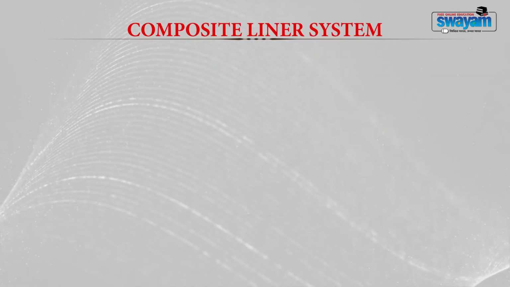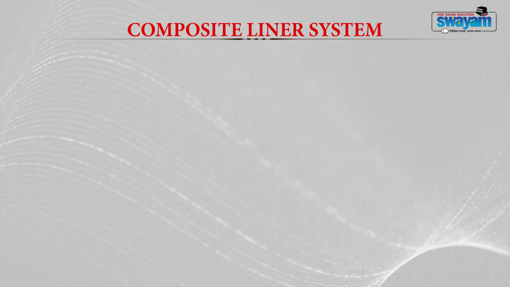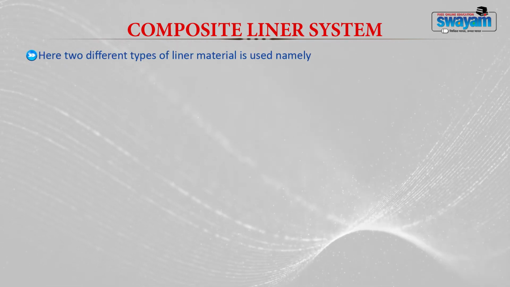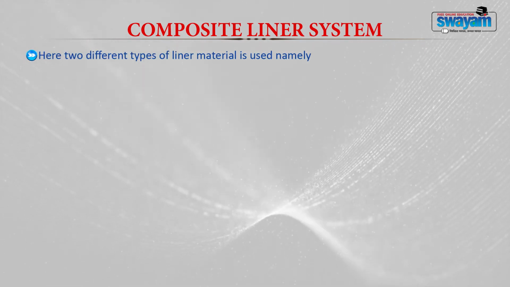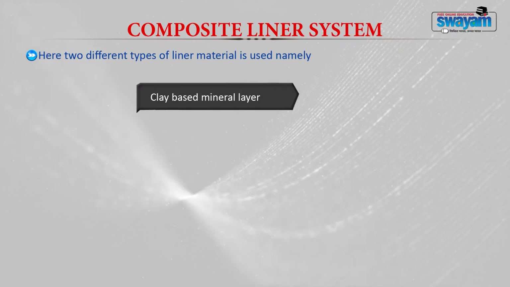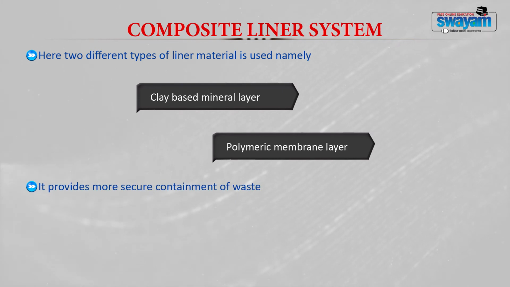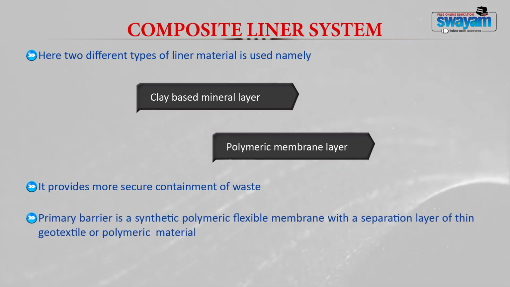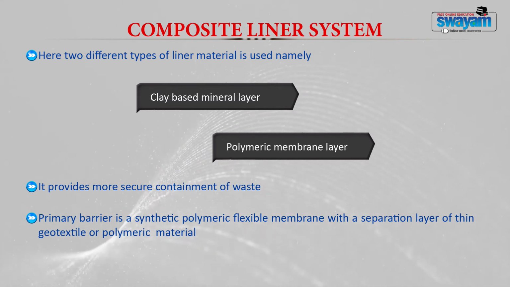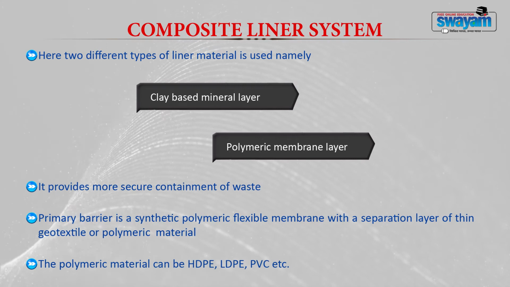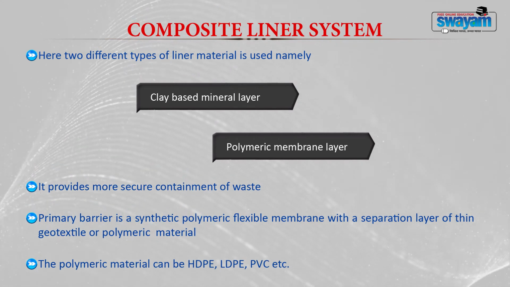The second type of liner system is your composite liner system. Here two different types of liner material are generally used, one your clay based mineral layer and the other one is polymeric membrane layer. Now, this provides more secure containment of waste when compared to a single liner system. Now, the primary barrier that is used here is a synthetic polymeric flexible membrane with a separation layer of thin geotextile or a polymeric material. The polymeric material can be HDPE, LDPE or PVC.